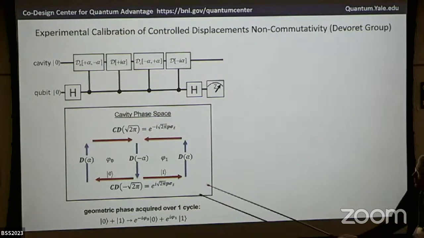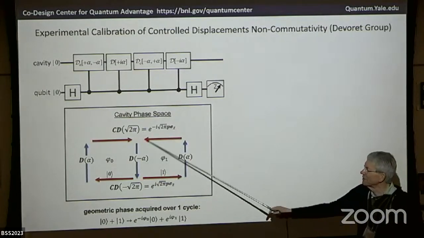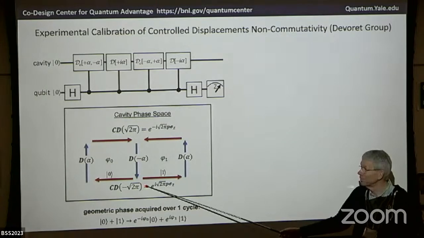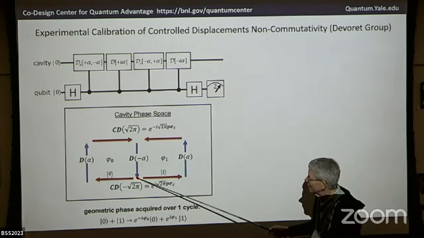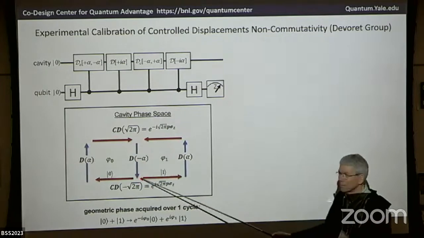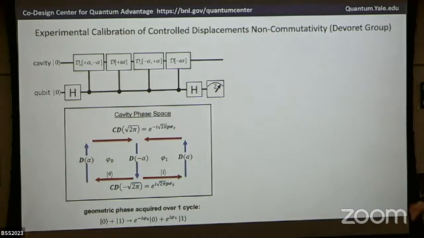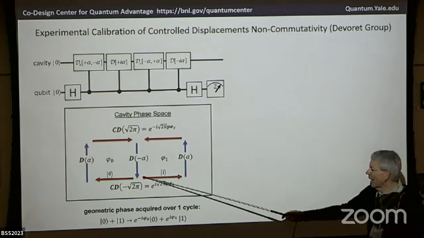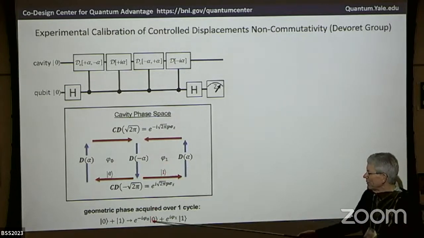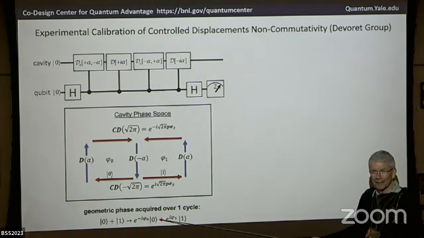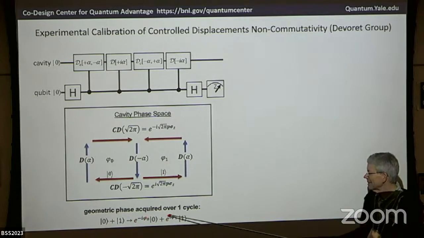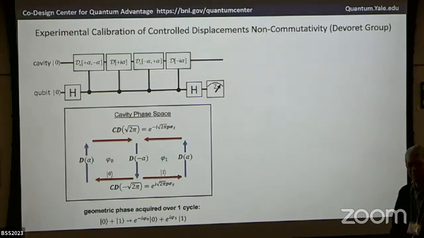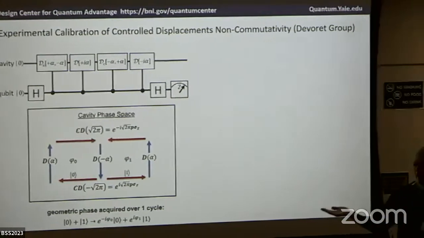But if the qubit is in 1, the cavity did this in phase space, made a counterclockwise loop. And if the qubit is in 0, it made a clockwise loop. And when you move in phase space, because X and P don't commute, you get a Berry phase. The cavity ends up in the vacuum, but that Berry phase gets kicked back onto the qubit with opposite signs, just like that. What does that do? That rotates the X state around the Z axis.